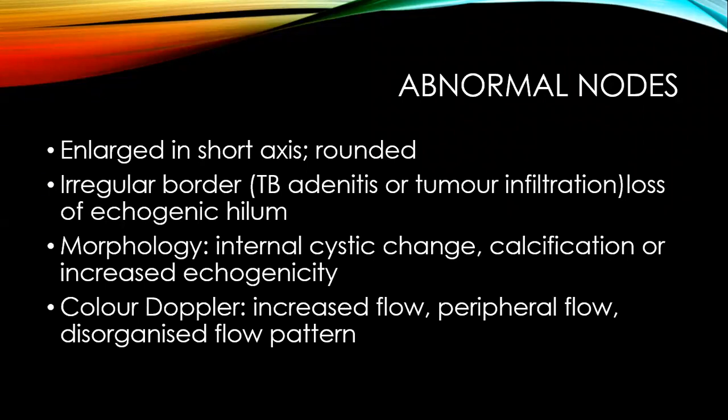We said our short axis is now enlarged. That gives it a rounded shape instead of the oval or elongated shape. And it might have irregular borders, for example, in cases of TB adenitis or tumor infiltration. And then we have the loss of our echogenic hilum. On the morphology, it can have internal cystic change, it can have calcifications, or it can have increased echogenicity. And on color Doppler, the color flow is increased and it is peripheral, and we can also see some disorganized flow pattern.